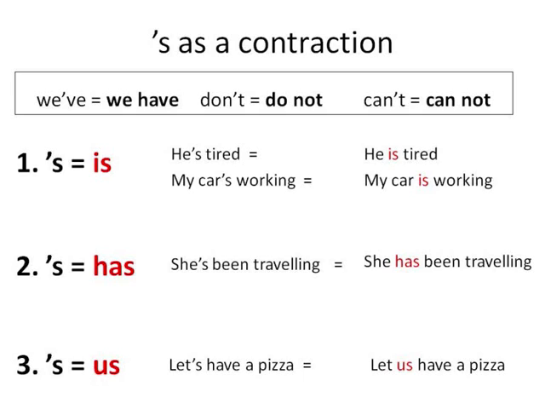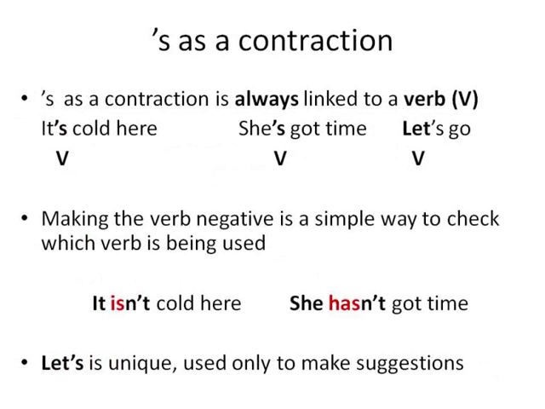It can also mean apostrophe S as has. She's been travelling, she has been travelling. And finally, apostrophe S is us. Let's have a pizza, let us have a pizza. So apostrophe S as a contraction is always linked to a verb. It's cold here, it is cold here. She's got time, she has got time. Let's go, let us go, let the verb.